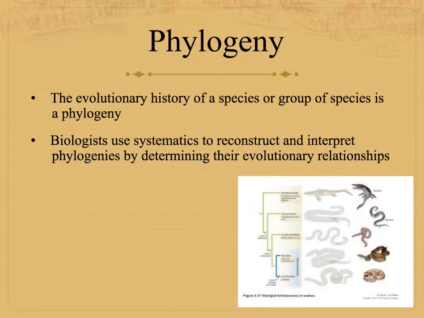So when we study these, we're studying evolutionary histories or phylogenies, which is of a species or could be a group of species, and we're looking at how they could be related to each other. We use a process called systematics that's going to help us reconstruct and interpret an evolutionary history by trying to look at evolutionary relationships.